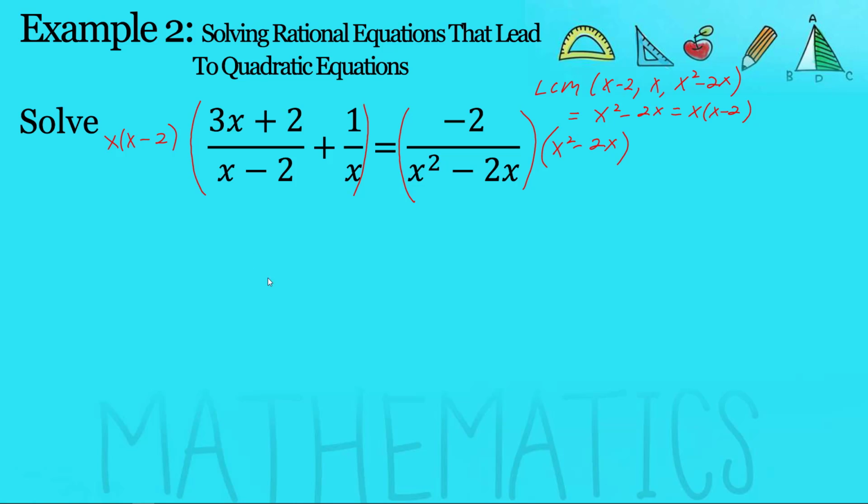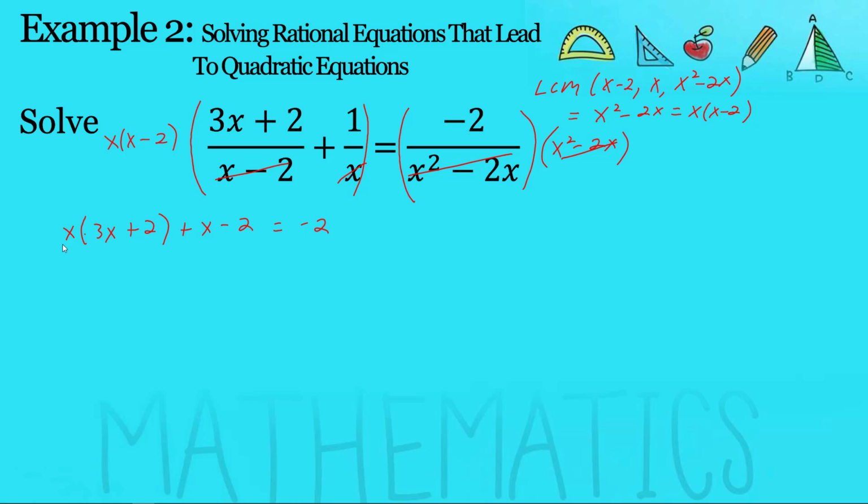Okay? So when I do, these will cancel. I'll have negative 2 on the right hand side. For this one, I will have x times x minus 2 times 3x over x minus 2. These will cancel with that, and that will leave me with x times 3x plus 2. And then for the other term, I will have 1 over x times x minus 2. The x's will cancel, and I'll just be left with plus x minus 2. And of course, that will be equal to negative 2.